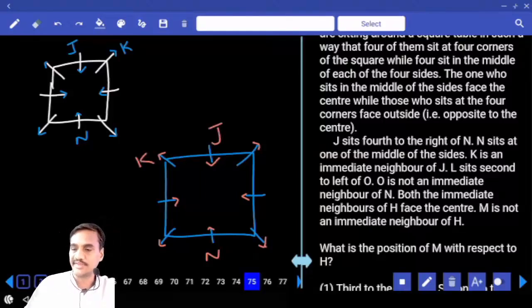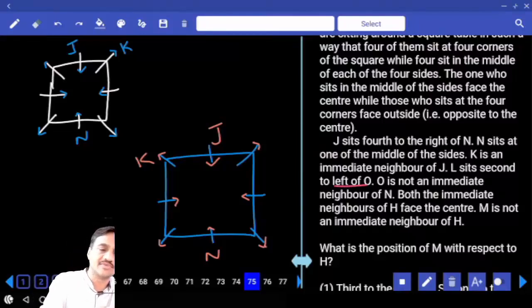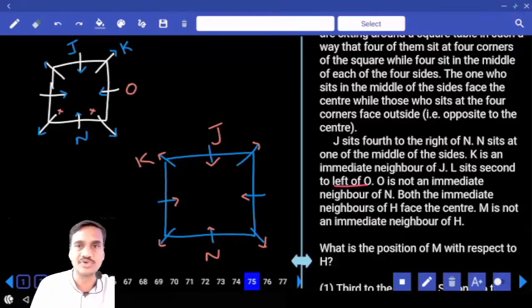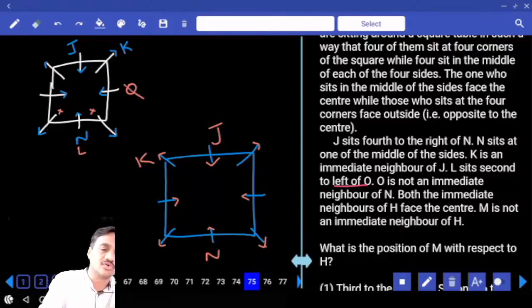Then, and L sits second to the left of O. O is not an immediate neighbor of N. O cannot be here, cannot be here. And can O be at this place? O ikkada undacha? If O is here, N and L must be in the same place. Not possible, O cannot be here. Then O be here? O ikkada undacha? No, because O cannot be adjacent to this one, N. O cannot be here, cannot be here, cannot be here.